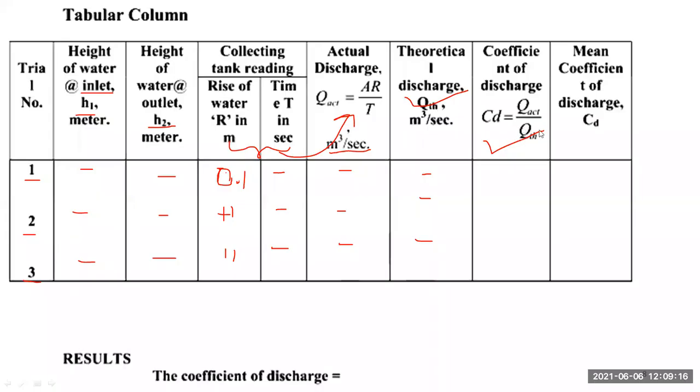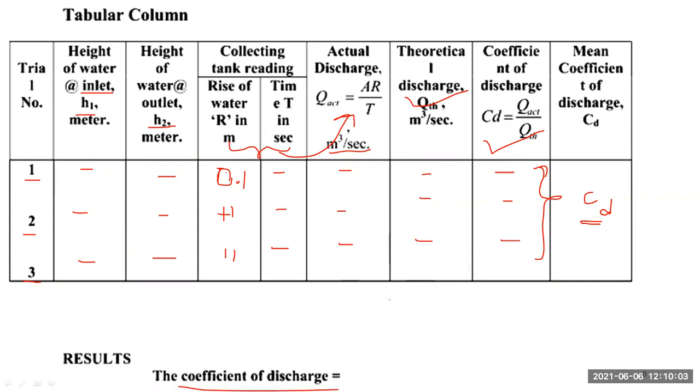So coefficient of discharge is calculated using the ratio of actual discharge to the theoretical discharge. So you will get different values of CD. You have to take the average of all these 3 trials. So that average value will be the coefficient of discharge for the given Venturi flume, and the result is going to be the coefficient of discharge for a given Venturi meter.